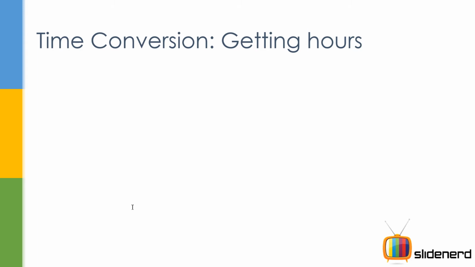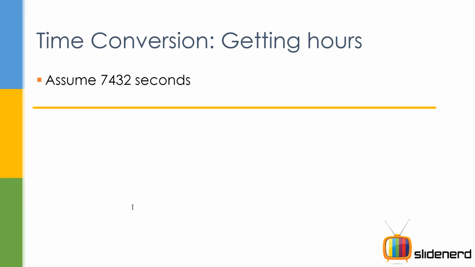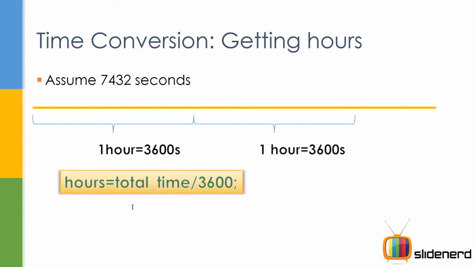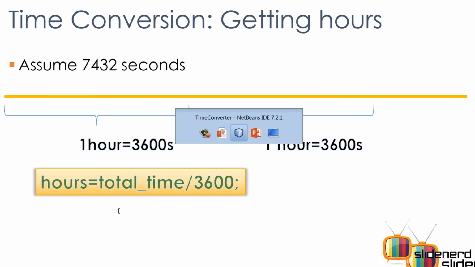First of all, we'll talk about getting hours out. So let's say you have a value like 7432 seconds. Now you guys know that 3600 seconds is 1 hour, right? So if you have 7432 seconds, it's probably some 2 hours and some minutes and some seconds, right? So let's see. This complete yellow line which you see, you can take that as 7432 seconds. And these brackets are 1 hour, 3600 seconds, 1 hour, 3600 seconds. So you have 2 hours, right? Simply to find hours, you divide the total time by 3600, alright?